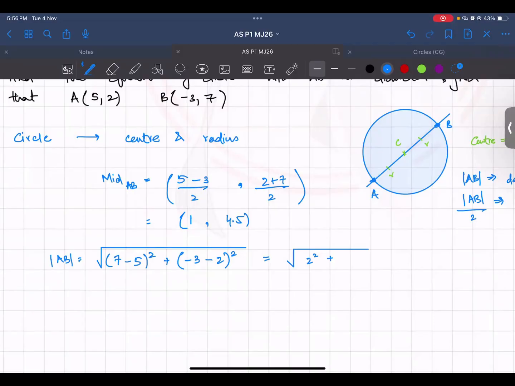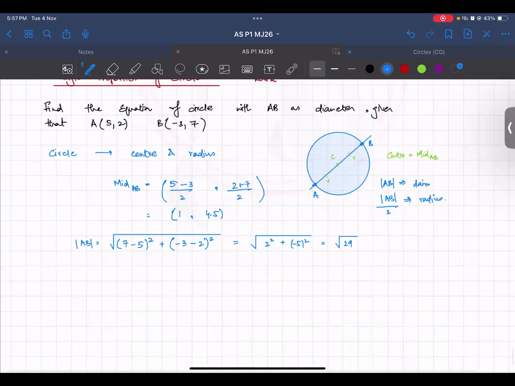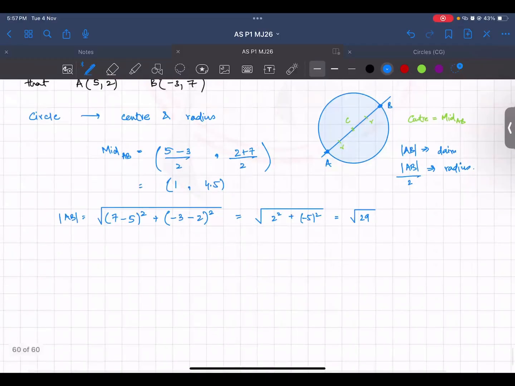2 square plus minus 5 whole square, which will be under root 29. So now you have the radius, you have the center. So you will just replace them in their correct place in the general form. The general form is, you have to learn the general form: x minus a whole square plus y minus b whole square is equals to r square.